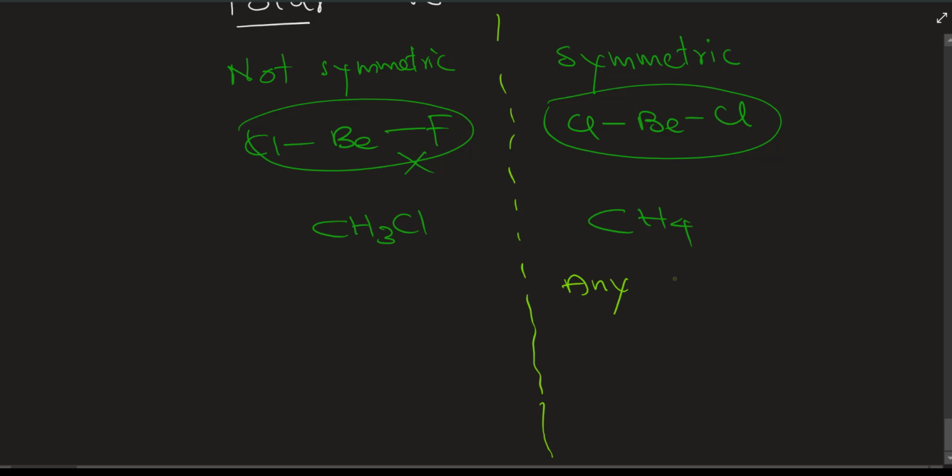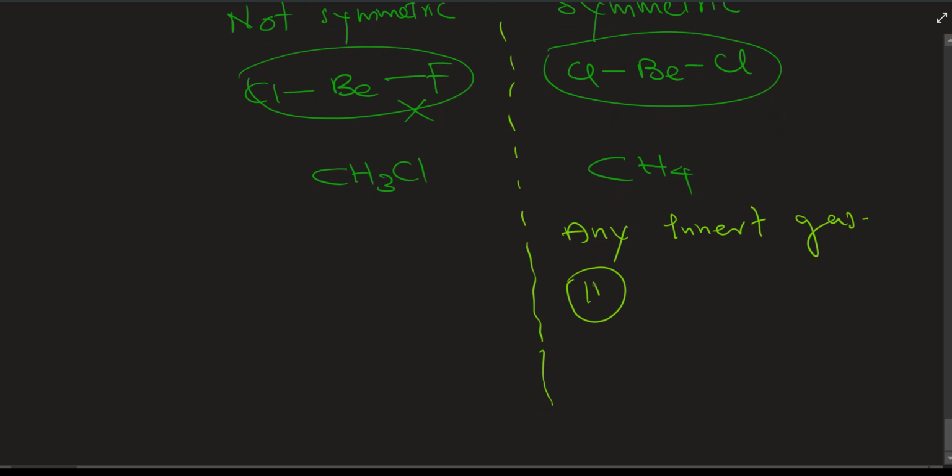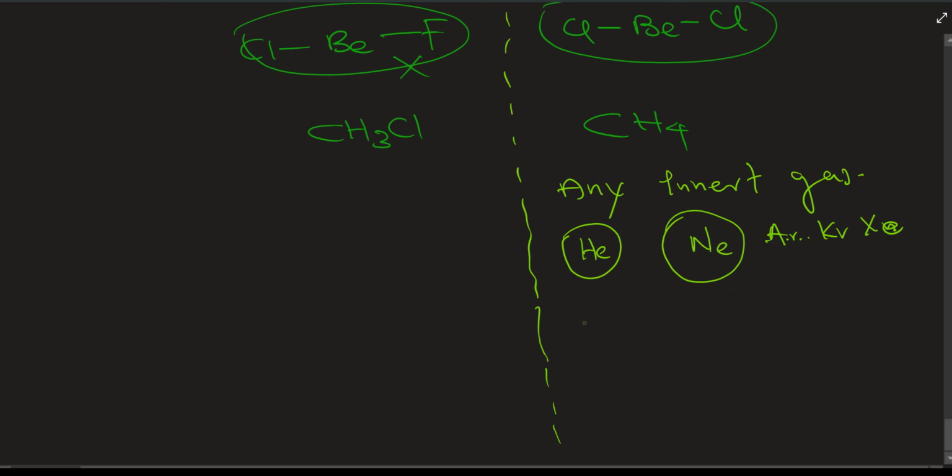Okay, now we also can take any inert gas. What's the inert gas? The noble gases: helium, neon, argon, krypton, xenon, radon. All of them. These are single spheres, right? Little balls, and they are perfectly symmetric. So therefore, they should not be polar, right?